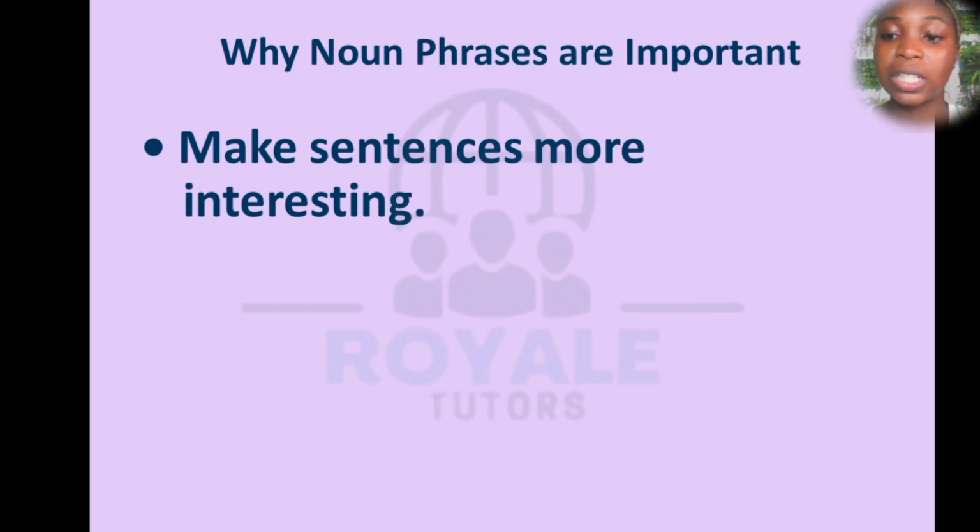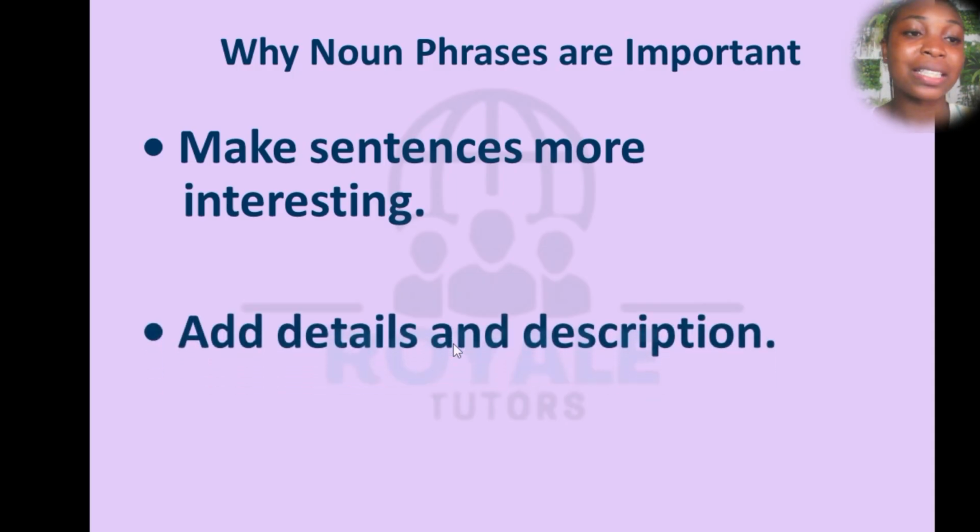And then another reason is to add details and description. So that's to say that with a noun phrase, you can describe a noun better. Like we had earlier, it's easy to say the dog. But in order to give it more description, we said the big dog with sharp teeth. Now that describes the exact dog you're talking about. So you can use a noun phrase to add details and description.